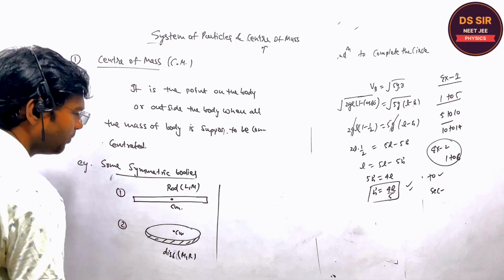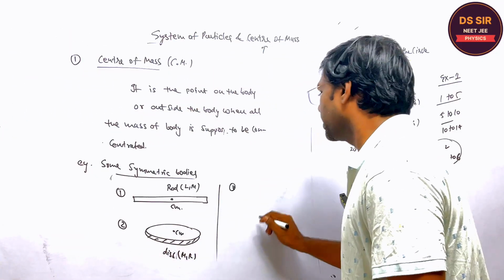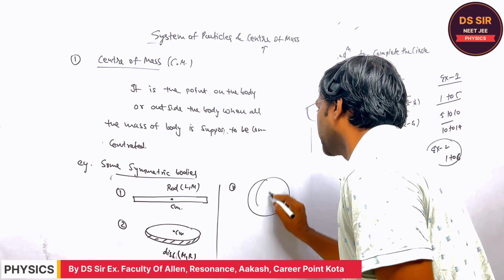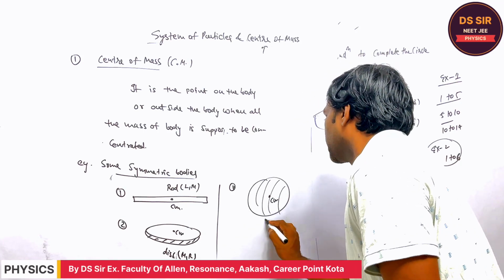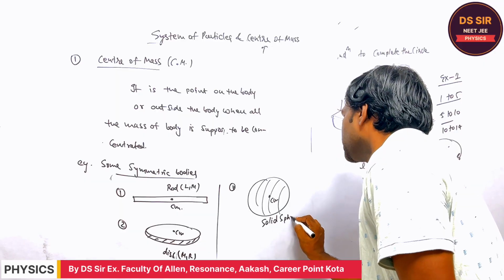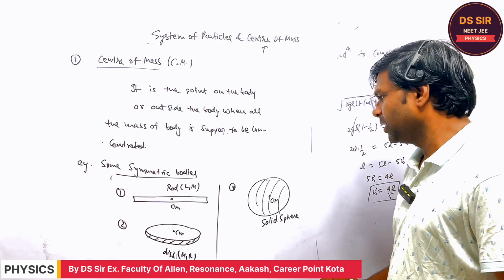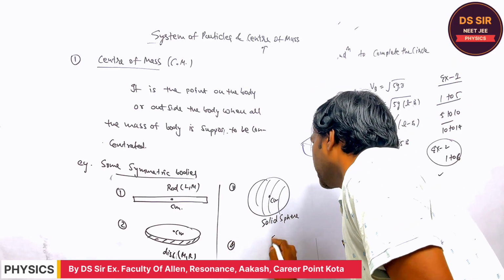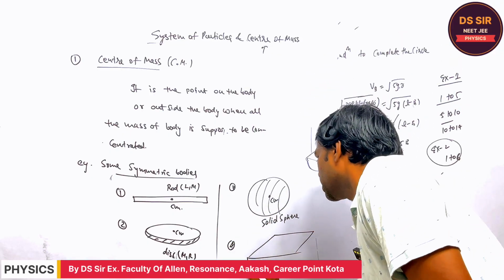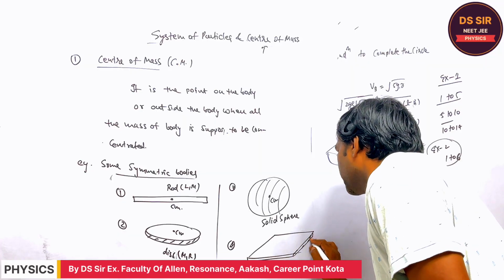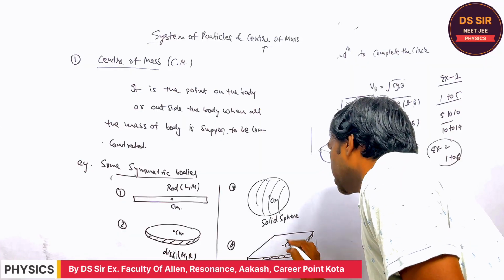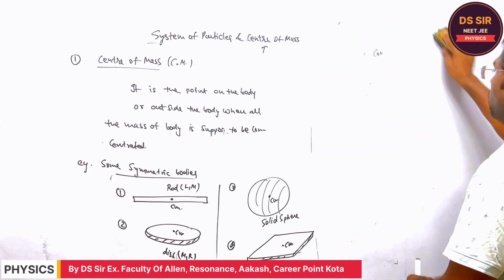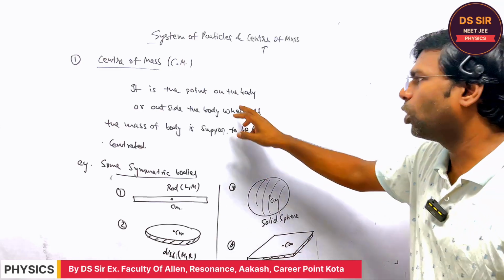This is example 1, example 2. Example 3 you may take: suppose this is a solid sphere. Where is the center of mass? In the middle, right? Suppose this is a rectangular lamina. The center of mass lies in the middle for this symmetric body. As I told you, the center of mass is supposed to be a point on the body.